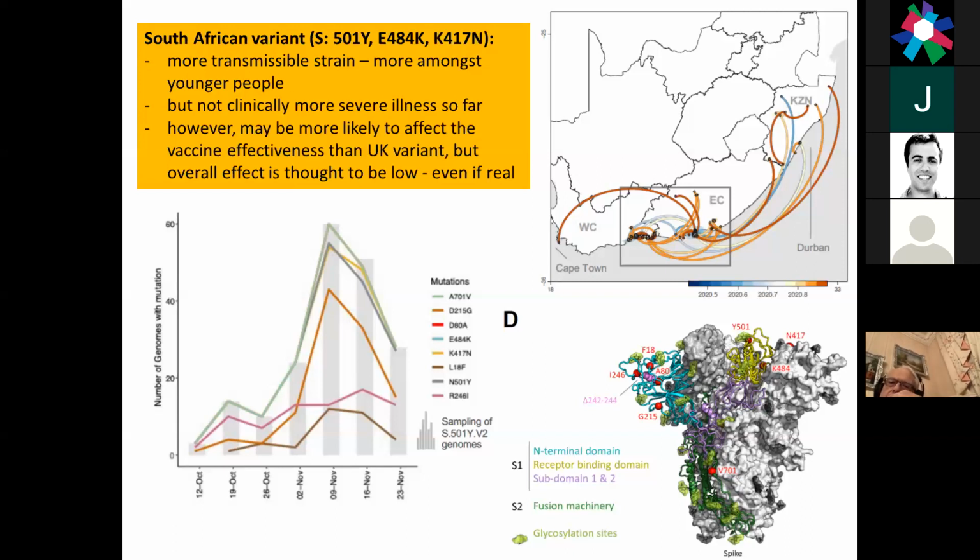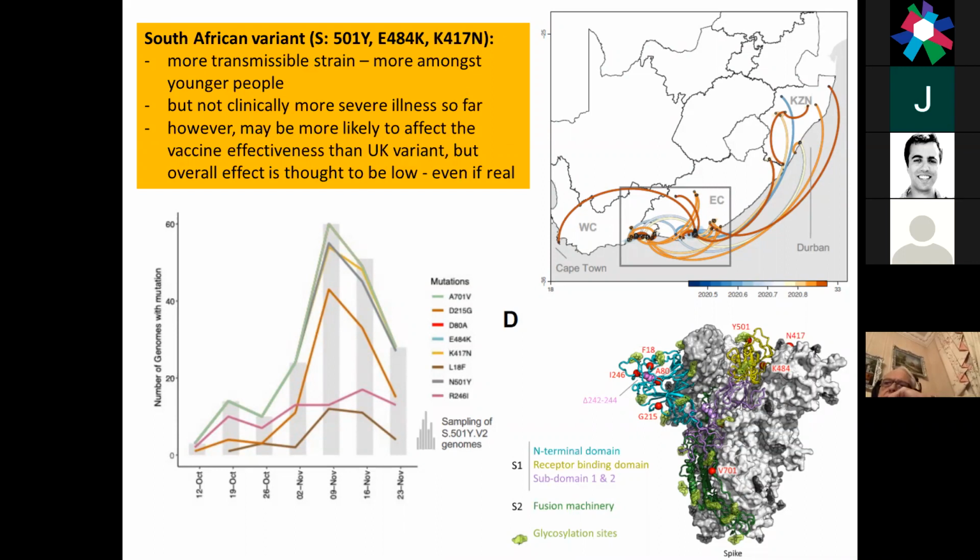There may be some higher risk of vaccine escape with the South African variant, but we think it's not that high. So relative to the UK one, it might be more of a risk for the South African variant. We don't think it's that high because there's a lot of the spike glycoprotein that the antibodies can bind to as well.